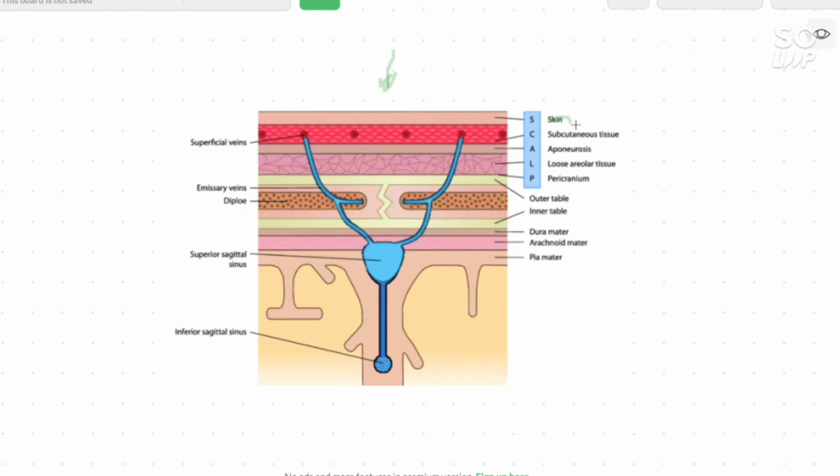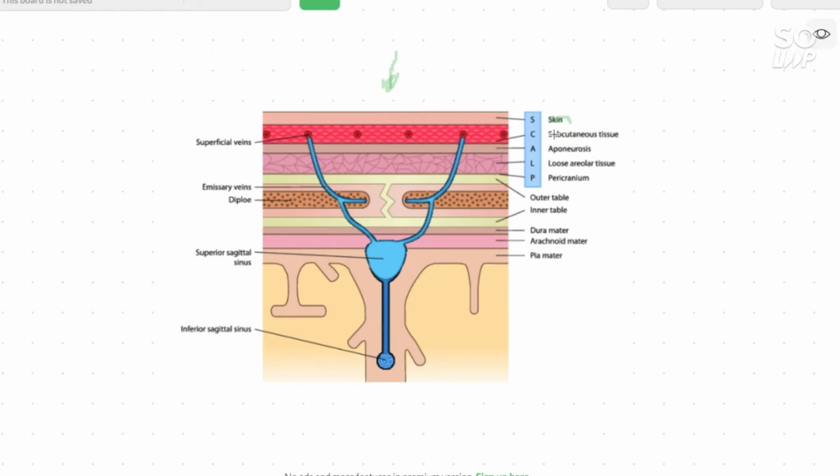The second layer that we will be talking about is the connective tissue. You can remember it by C, which means connective tissue. It's the dense connective tissue, which connects the skin to your epicranial aponeurosis.